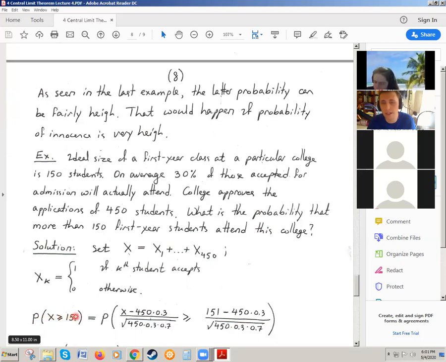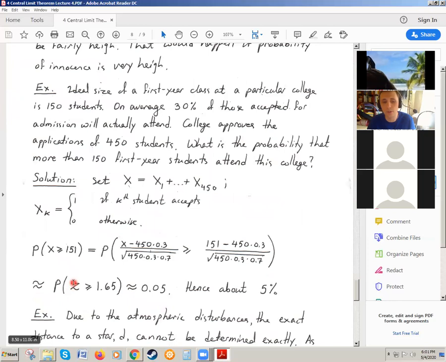know what's the probability that 151 students or more will go to this college. So I said x is bigger than or equal to 151, which I then convert to the z-scores by subtracting the mean and dividing by the standard deviation, and doing the corresponding thing to the score. And then I roughly get the probability that z is bigger than or equal to 1.65, which is about 5%. So about 5% likelihood that this will happen.